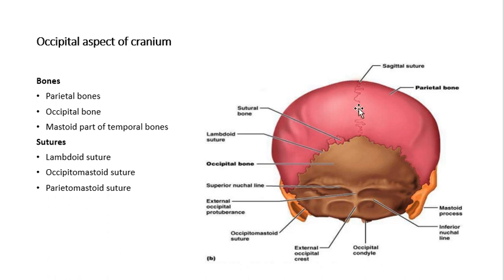Now you can see in the diagram this is called the sagittal suture. This is the lambdoid suture, and this is the occipitomastoid suture with the mastoid bone, and the parieto-mastoid suture. Regarding bones, you can see here both are the parietal bones. This is the occipital bone and the mastoid part of the temporal bone with the mastoid process.